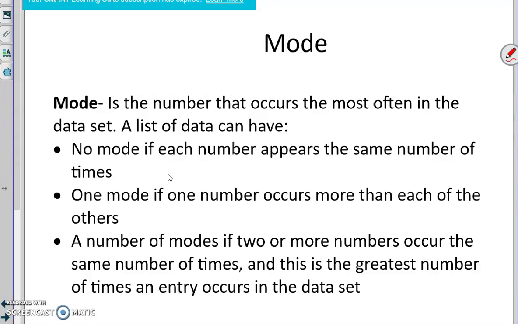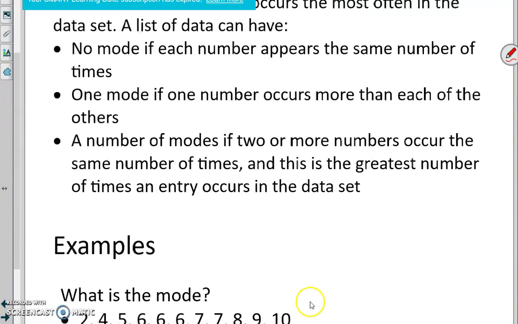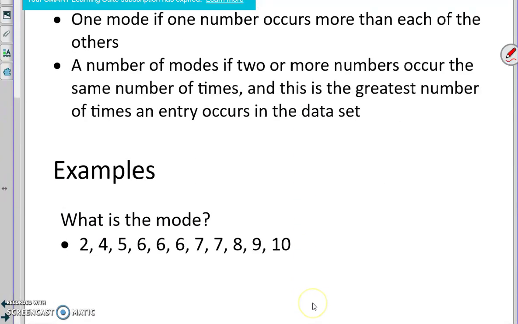Okay, and a list of data can have no mode if each number appears the same number of times, right? So if there's no one that appears more than others, there is no mode. There can be one mode if one number occurs more than each of the others, and there can also be a number of modes if two or more numbers occur the same number of times. It's the greatest number of times an entry occurs in the data set. Sometimes called bimodal. So for this one right here, what is the mode?